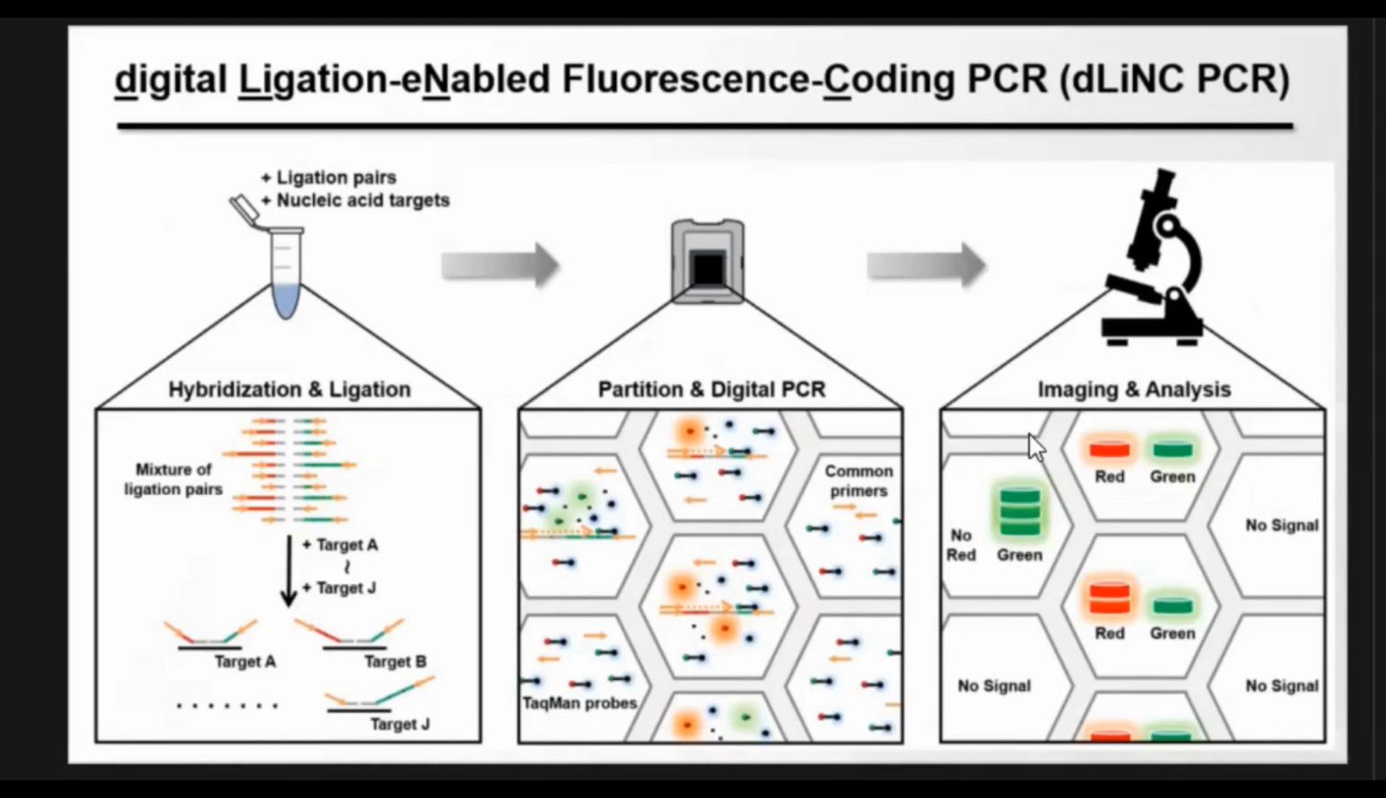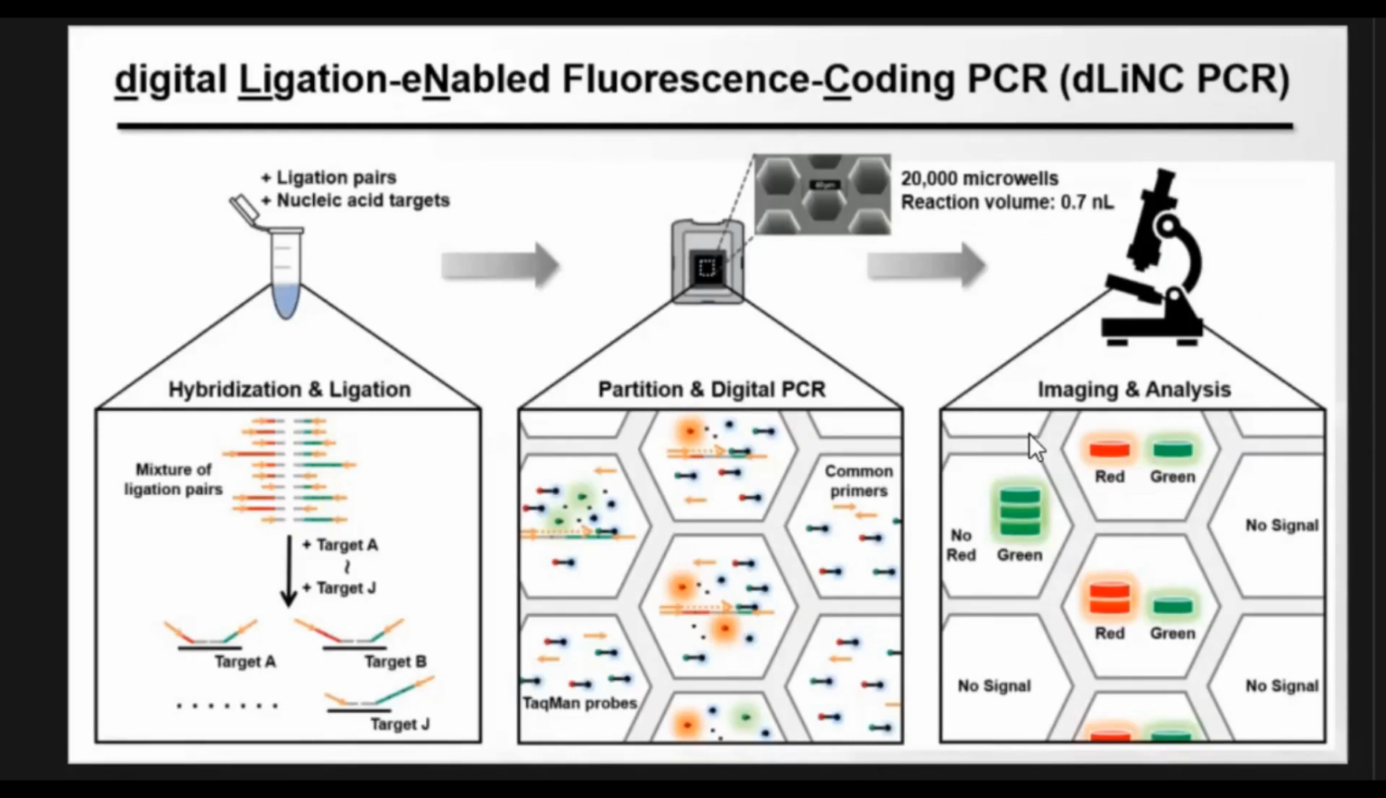So in this digital dLiNC PCR reaction, coexisting targets can generate multiple ligation products in first ligation reaction, and each of the ligation product strands can be isolated and partitioned into tiny digital wells in subsequent digital fluorescence-coding PCR.